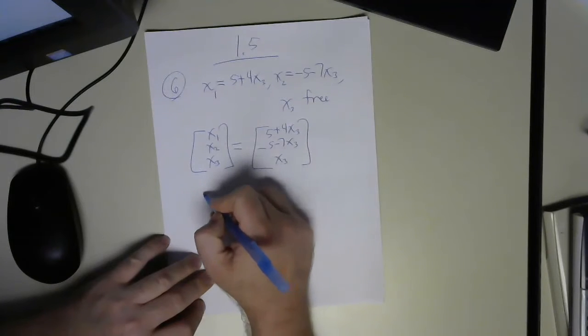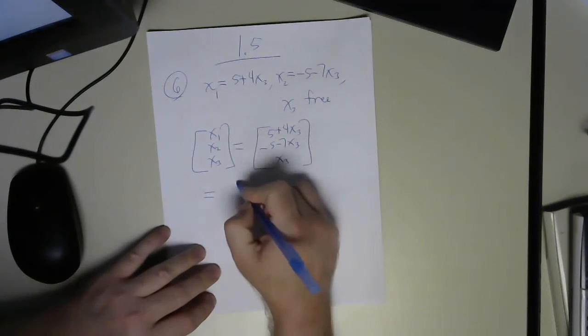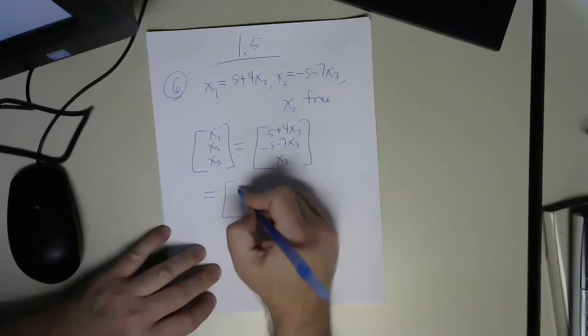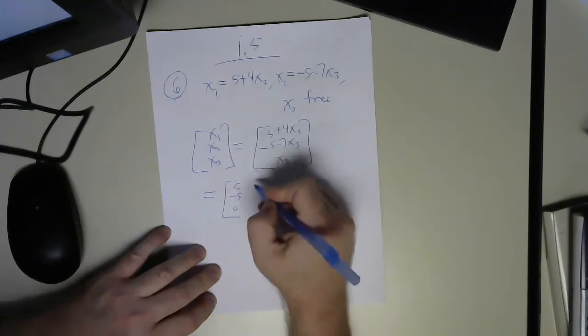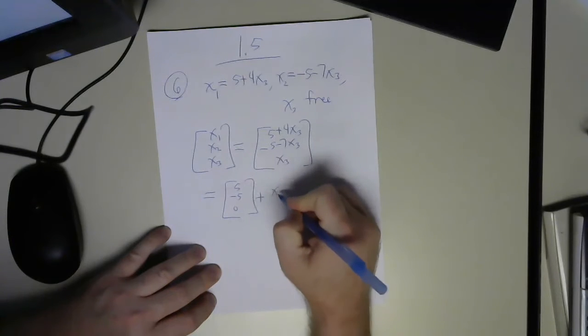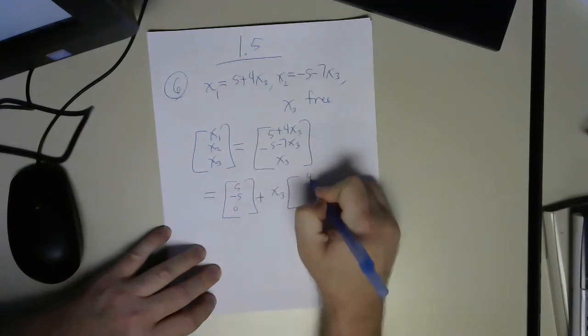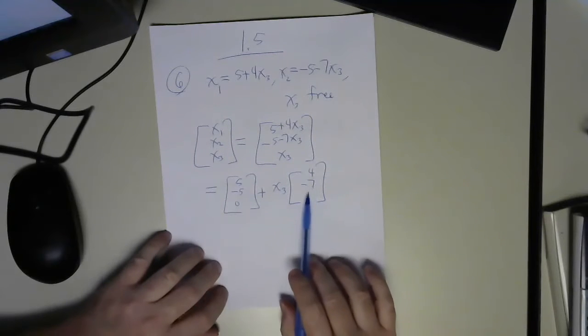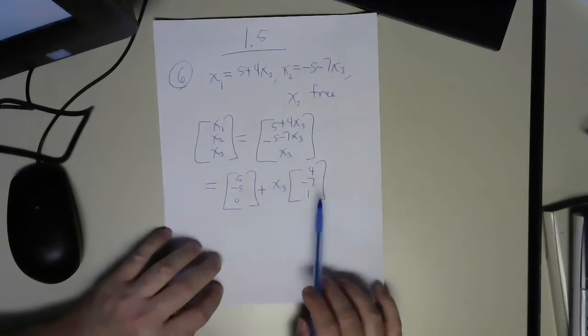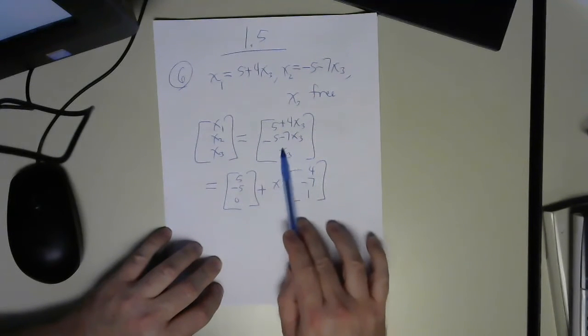And in fact, I could also write it like this. Notice that all the constants are 5, negative 5, and 0. Those are the numbers being added to some multiple of x3. But I could factor that x3 out and write it like this. So notice I got the negative 7, and 1 from the coefficients of x3. And you can check this is the same thing as this.